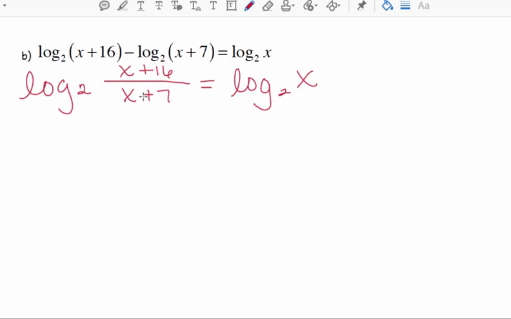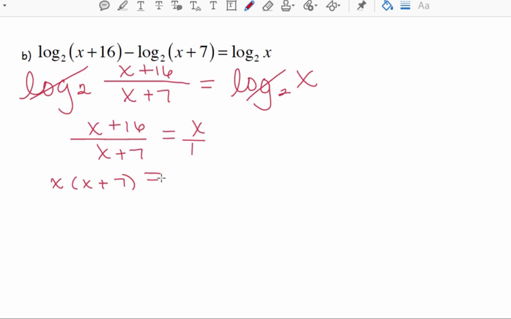Now I have a log base 2 equal a log base 2 situation, which means I just get to drop that log base 2 and solve: x plus 16 over x plus 7 is equal to x. And you can write it like a proportion if it helps. You don't have to. All right, so then we have x times x plus 7 is equal to x plus 16. X squared plus 7x is equal to x plus 16.